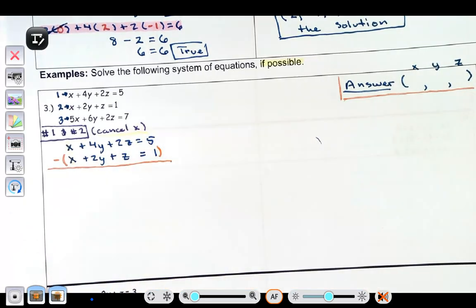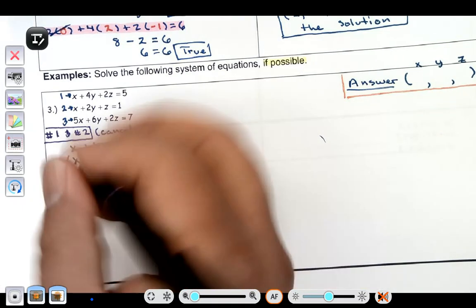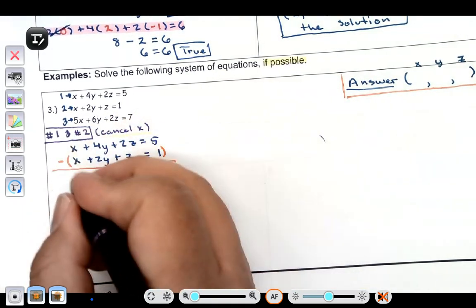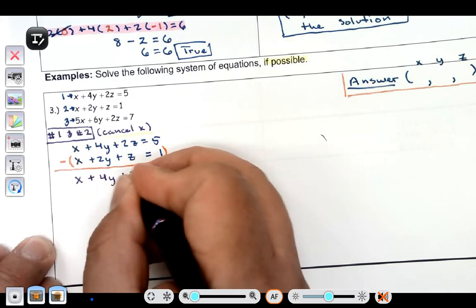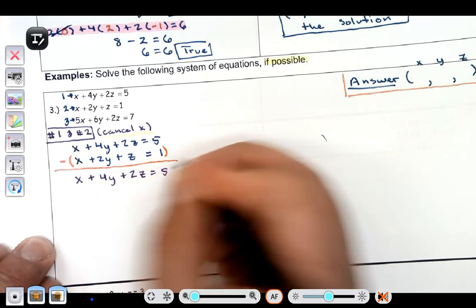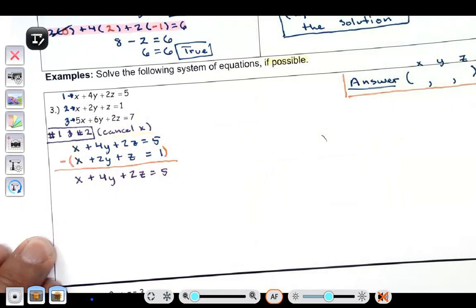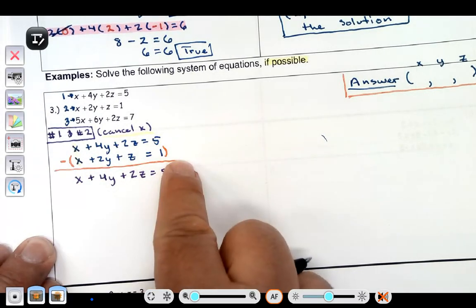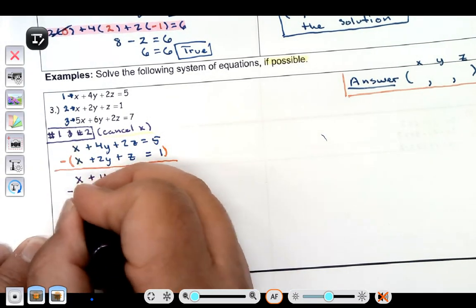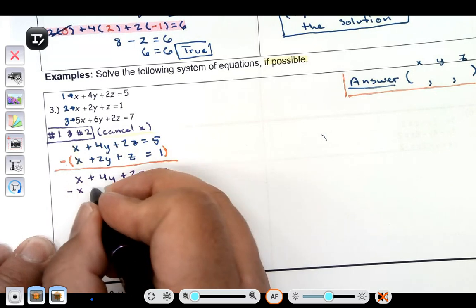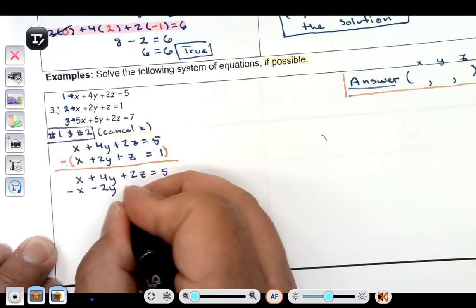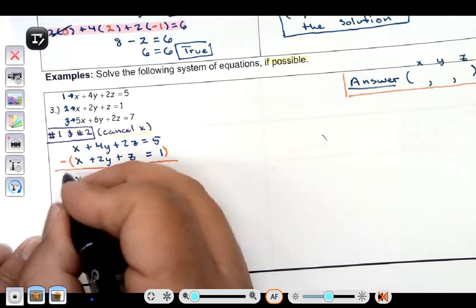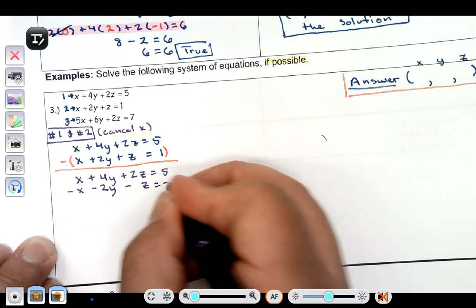All right, but I'm going to rewrite it. I don't like writing things all over, out of place, so I'm going to go in order again. It says x plus 4y plus 2z equals 5. All I did was copy equation number 1 again, but I'm going to fix number 2 now. Negative x, negative times a positive is negative 2y, negative times a positive is negative z, and a negative times a positive is negative 1.